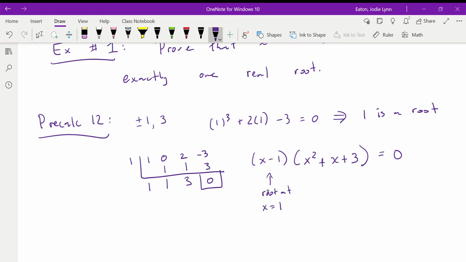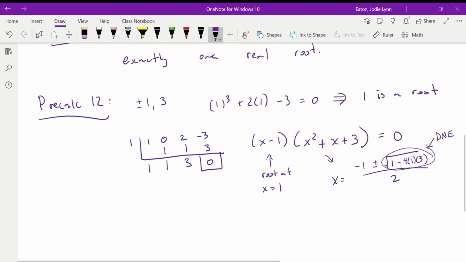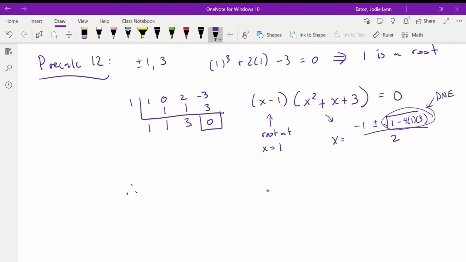Now we have a quadratic equation, so we can plug it into the quadratic formula. x equals negative 1 plus or minus the square root of 1 minus 4 times 1 times 3, all over 2. This does not exist as a real number, so that means the equation has exactly one real root.